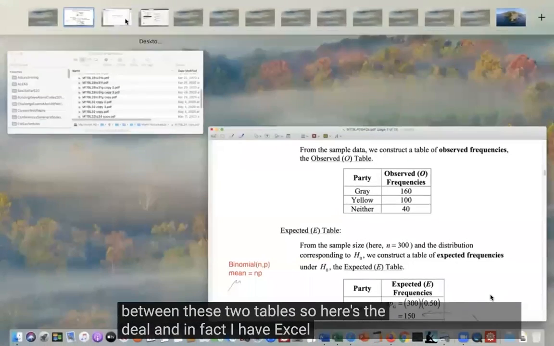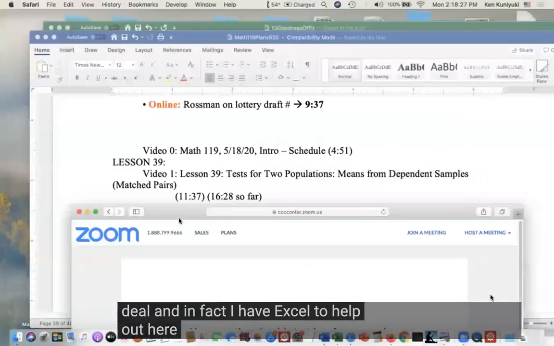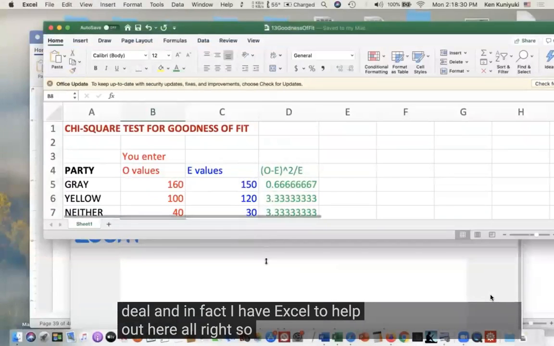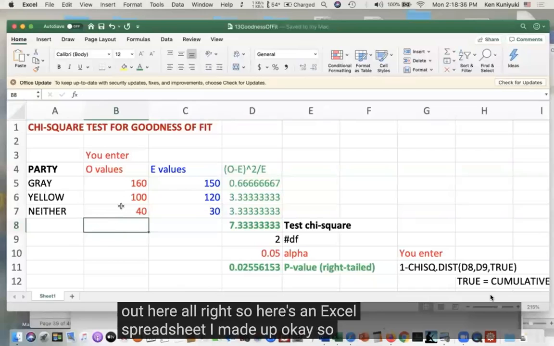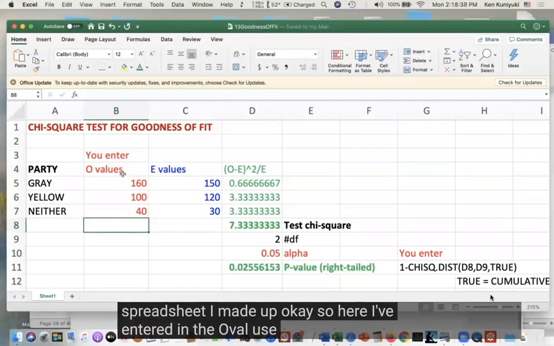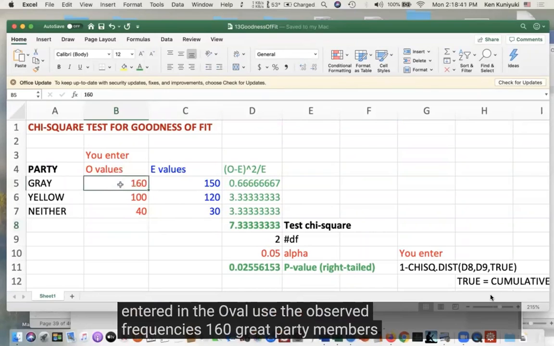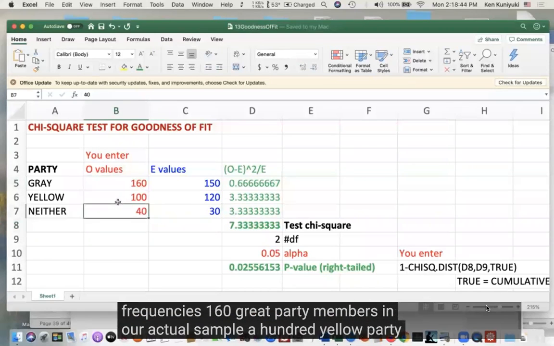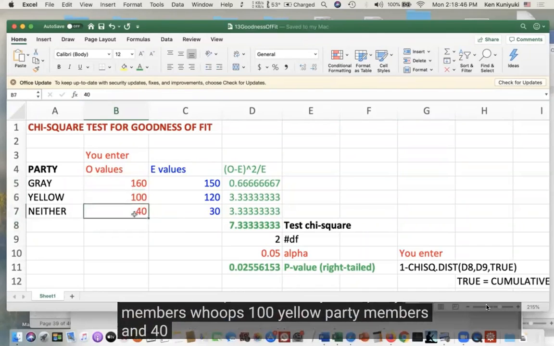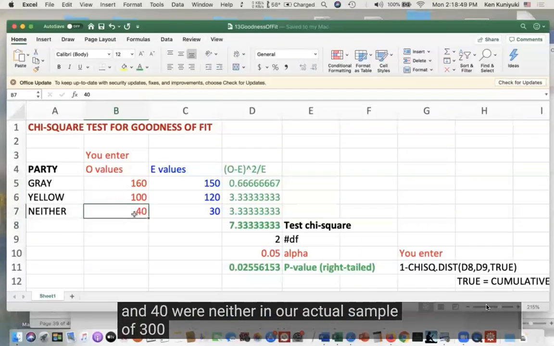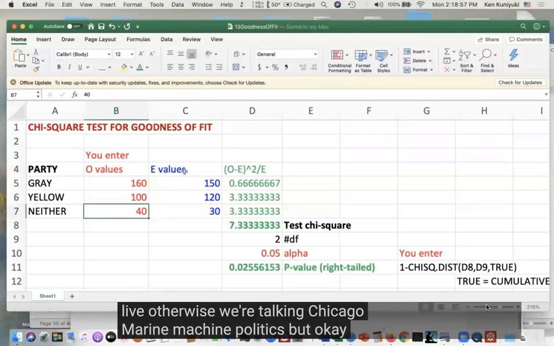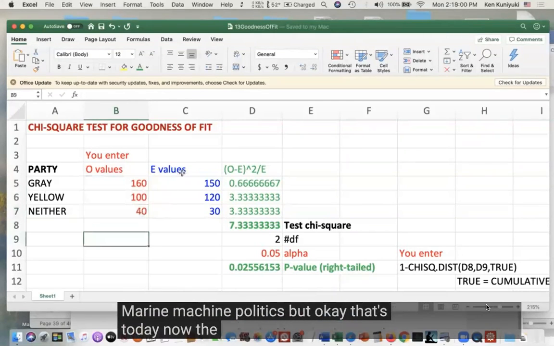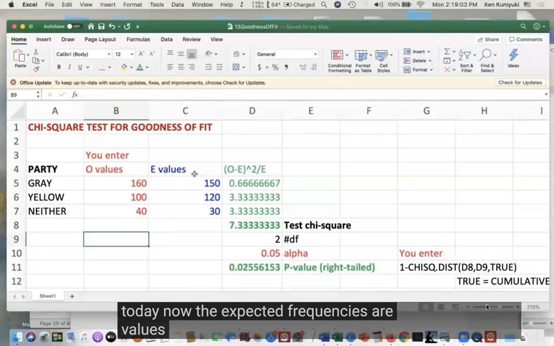So here's the deal. And in fact, I have Excel to help out here. All right, so here's an Excel spreadsheet I made up. Okay, so here I've entered in the O values, the observed frequencies, 160 gray party members in our actual sample, 100 yellow party members, and 40 were neither in our actual sample of 300 actual live voters. I hope they're live. Otherwise, we're talking Chicago machine politics. But okay, that's today. Now, the expected frequencies are values based on the null, right?